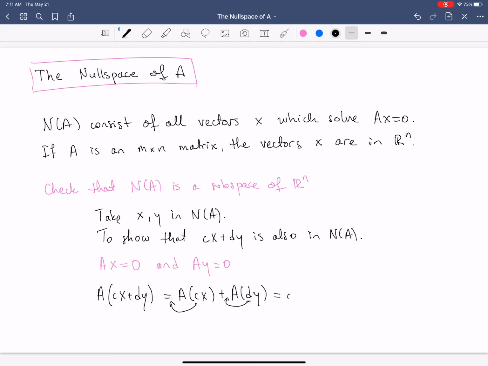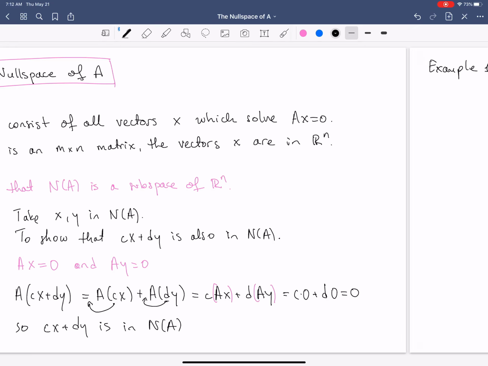So here we truly have c times Ax plus d times Ay. Now Ax is 0 and Ay is 0. So c times 0 and d times 0. We have c times the 0 vector plus d times the 0 vector. Together they give us the 0 vector. So this means that cx plus dy is in the null space of A, or rather N(A) truly is a subspace of Rn.